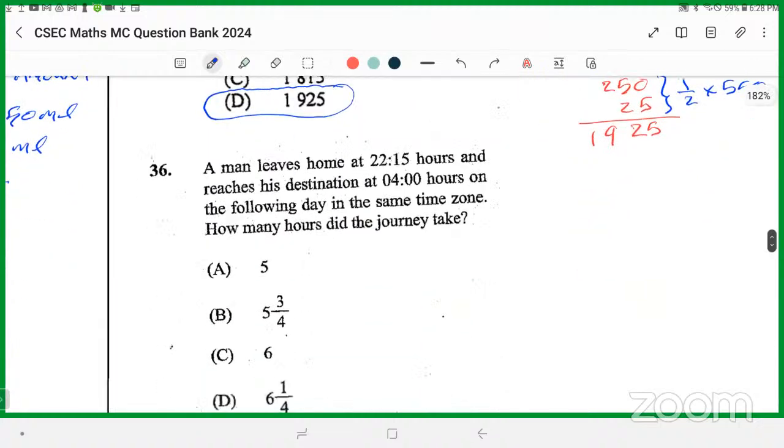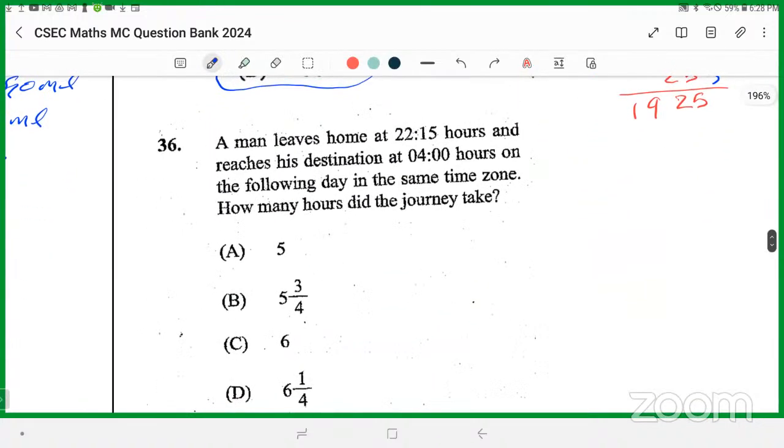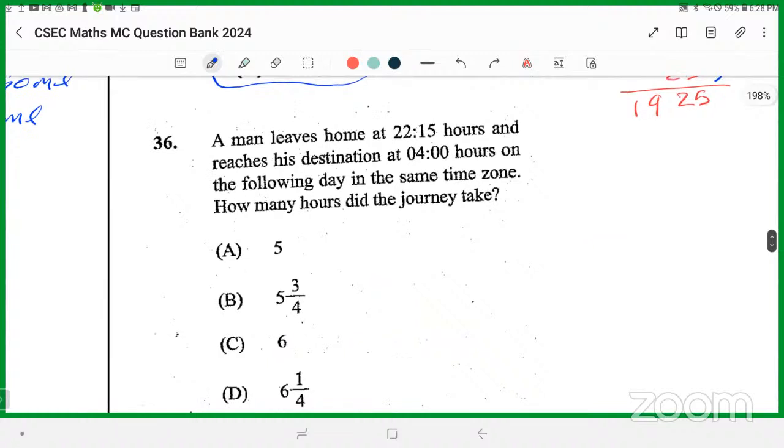All right. Next question. A man leaves his home at 22:15 hours and reaches his destination at 04 hours on the following day in the same time zone. How many hours did the journey take? All right, let's break it down step by step.